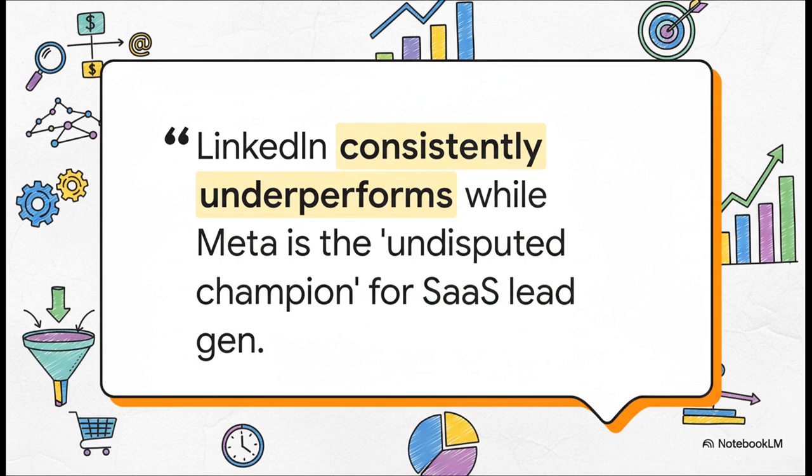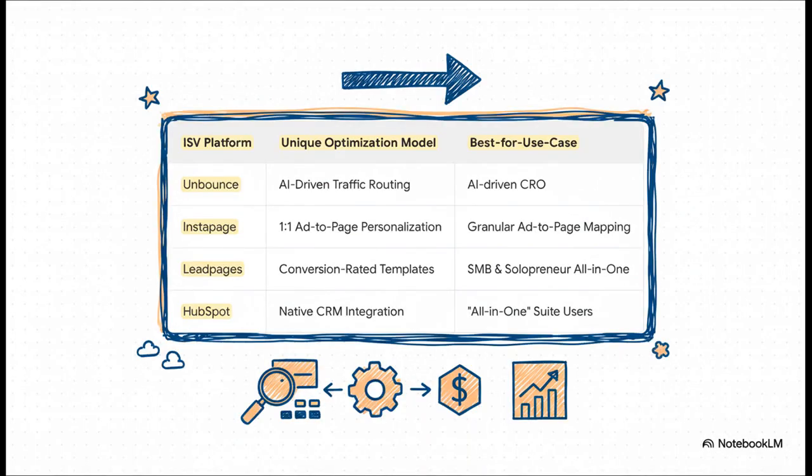Well, it all comes down to user intent. People on Meta are often in discovery mode, open to new ideas, while on LinkedIn, they're usually just focused on networking, not buying stuff. So someone clicks our winning Meta ad and they hit the landing page.